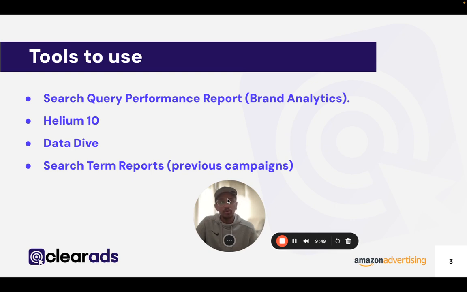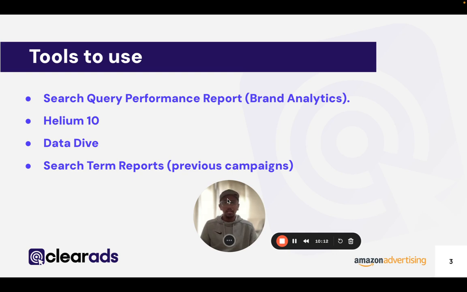But if it's a new product, new ASIN, or you don't have brand analytics up and running yet, you're going to have to take advantage of other tools. So Helium 10, Datadive, they're going to be really, really good tools that you can use to understand, okay, what are others ranking for organically, that you can look at in terms of relevance and search volume.